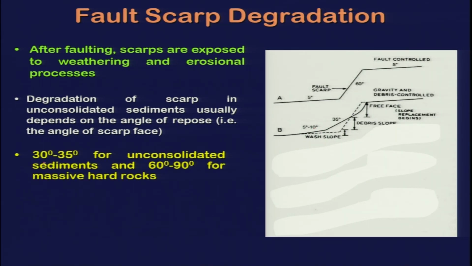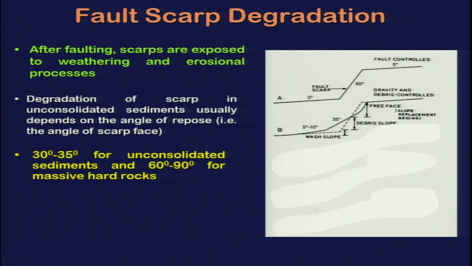Okay. So initially the angle of repose, usually we take as 30 to 35 degrees for unconsolidated sediments and 60 to 90 degrees for massive hard rock. Okay. So if you are having more than this angle, 30 to 35, then you will see that this will keep on eroding, and it will become stable until you reach this angle. And on the other side, nothing will happen if you have a steep face up to 60 to 90 degrees, but there you are talking about hard rock.